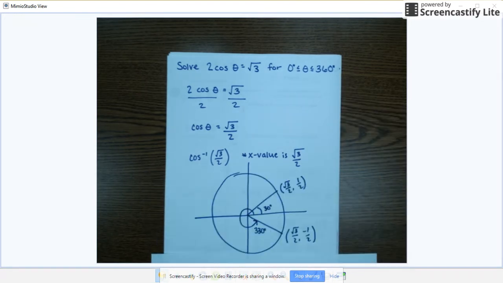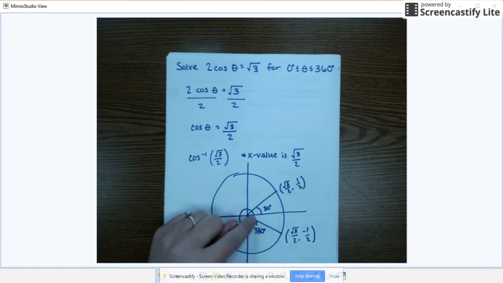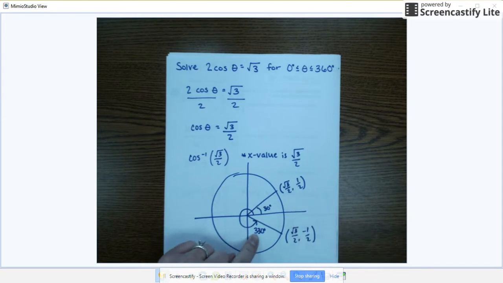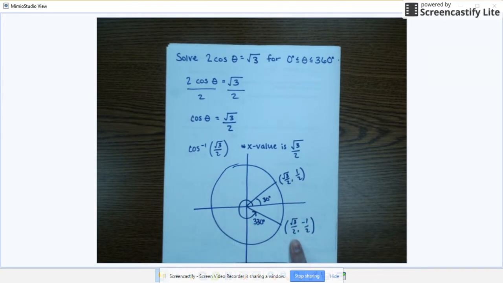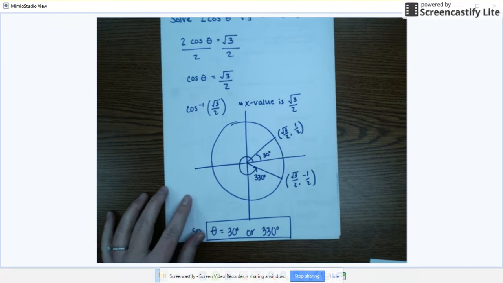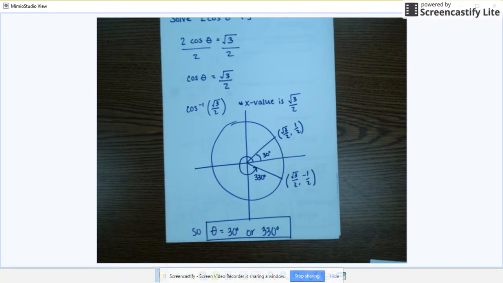So looking at this circle, when we get to 30 degrees, we have an x value of √3/2. And then all the way around to 330 degrees, we also have an x value of √3/2. Or more specifically, not an x value, but a cosine value. Therefore, our theta will be 30 or 330 degrees. Oops, sorry, you can't see that. There you go. Theta would be 30 or 330 degrees.